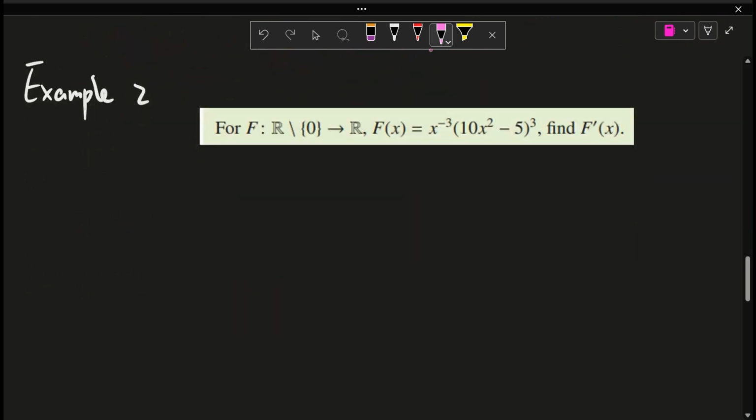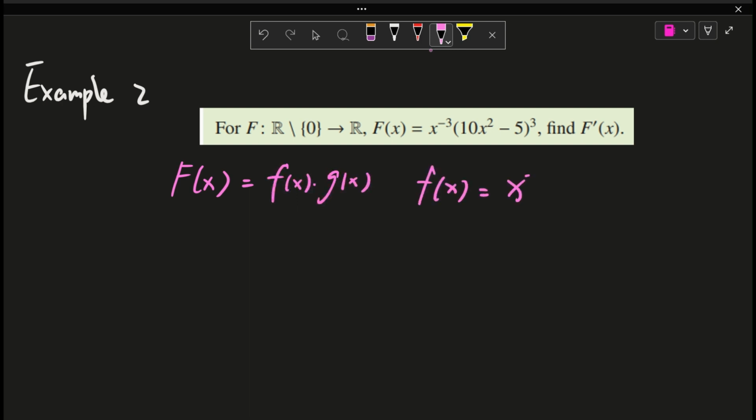Let's start with example 2. So the function, with domain all real numbers except 0, is x to the negative 3 times 10x squared minus 5, all to the power of 3. All right, looks like a very, very hard question, but actually not too bad. f(x) equals f(x) times g(x). Now f(x) in here is x to the negative 3, and g(x) equals 10x squared minus 5 to the power of 3.